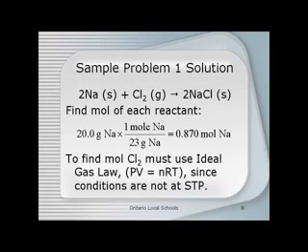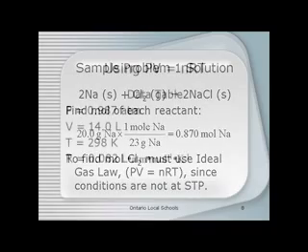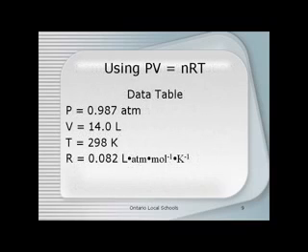To find the moles of chlorine, because we're not at STP, we must use the ideal gas law. So let's do that. In order to use PV equals nRT, we're going to be solving for n, which is the number of moles. So we're just going to write down what we know we have. Our pressure is 0.987 atmospheres. Our volume is 14 liters. Our temperature is 298 Kelvin. And our R value, because we're in atmospheres, is 0.082 liters times atmospheres divided by moles times Kelvin.